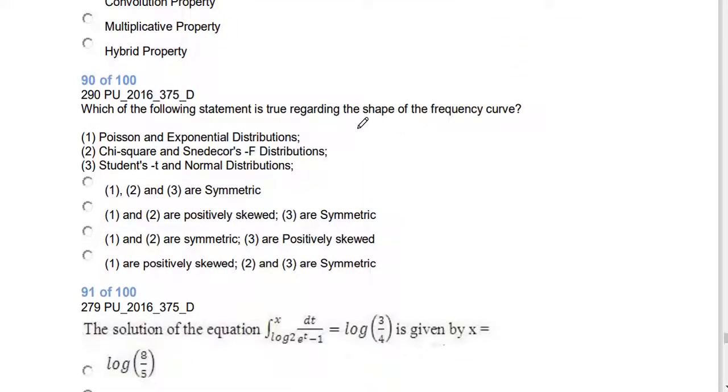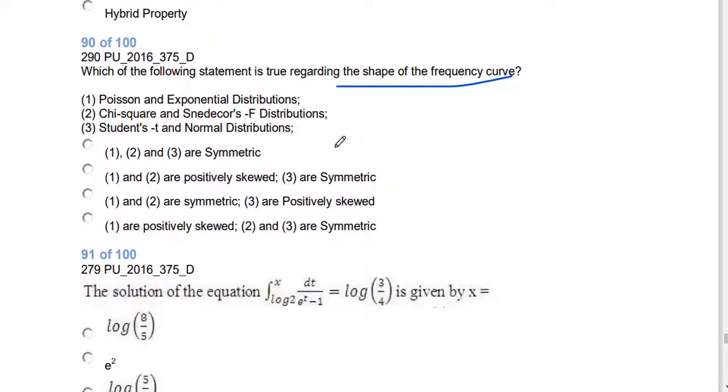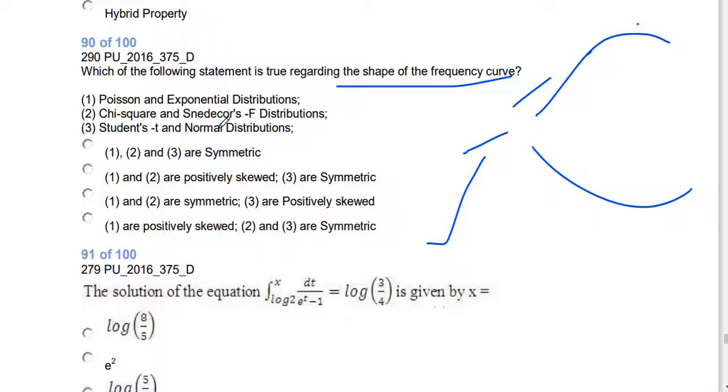Which of the following statements is true regarding the shape of the frequency distribution? Poisson, exponential distribution, shape of the frequency curve. In Poisson you can just draw steps like these. In exponential we have a curve like this. Okay, in chi-square we have only positive values, and F also. In Student's t we have bell shaped, here also bell shaped.